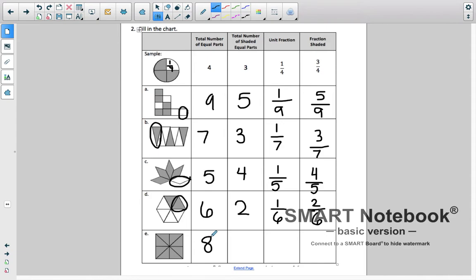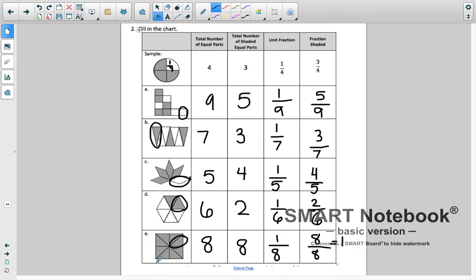And how many pieces are shaded? Well, we know that this whole entire shape is shaded, so there are 8 pieces shaded. Now let's look at the unit fraction. Remember, the unit fraction is one of these pieces. So one of these pieces is going to equal 1/8. One piece, 8 equal pieces. And what is the shaded fraction? So we know that there's 8 pieces shaded and 8 total pieces, so it is 8/8, which also equals 1.